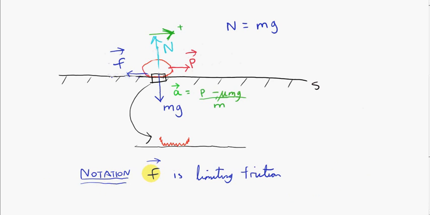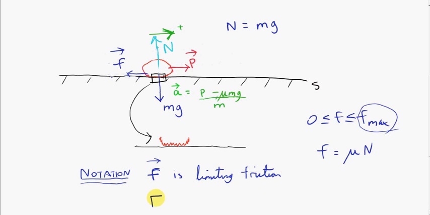Now I'll just give you a note on notation. I will use little f for the limiting friction, although sometimes I might write max there. But if no max is written, it means that we are talking about the limiting friction, and the magnitude is mu times N. You see, the friction force runs from 0 up to F max, as we've seen already. But if you just see little f without the max, just assume that we're talking about the maximum friction force acting. I'd still use big F for resultant force. So don't confuse the two. Little f is friction, big F is resultant force.